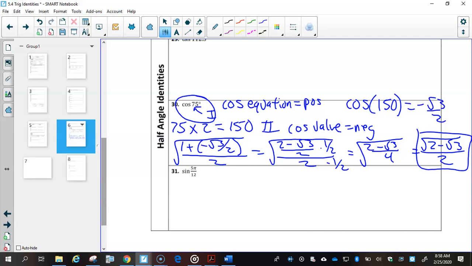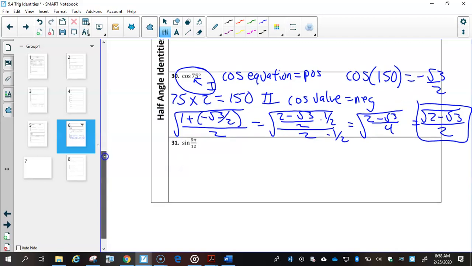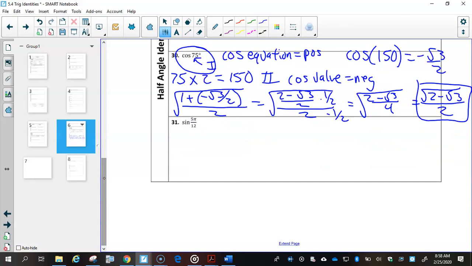We're going to do one more of these types and then move on to one of the other types. So now we are dealing with sine. 5 pi over 12 is not something you may know where that is.